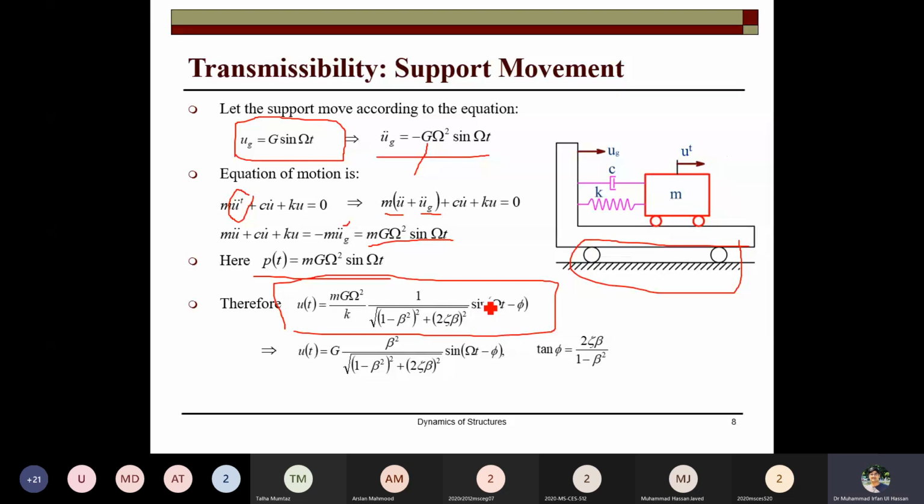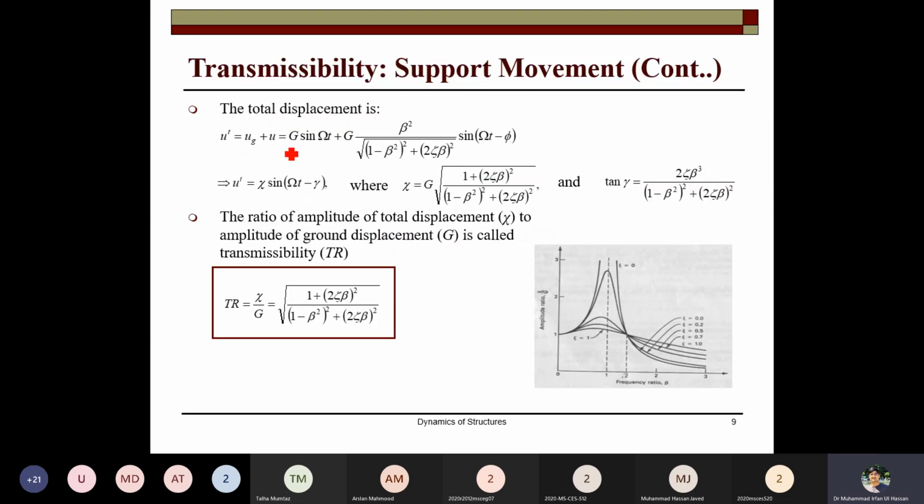Now the total displacement will be ug plus u, where ug is the ground displacement plus the u that was computed in the previous equation. So this comes out to be the total displacement, and its amplitude is gamma rather than xi, sine of omega t minus gamma, not phi, because now the total displacement is the sum of the two functions. So in ground displacement, gamma will be used as a phase angle.